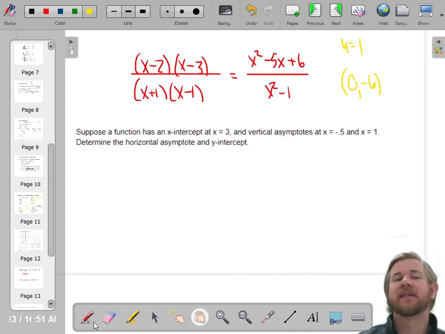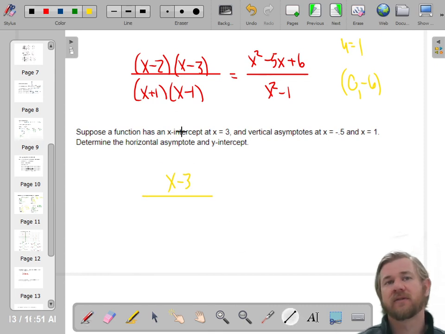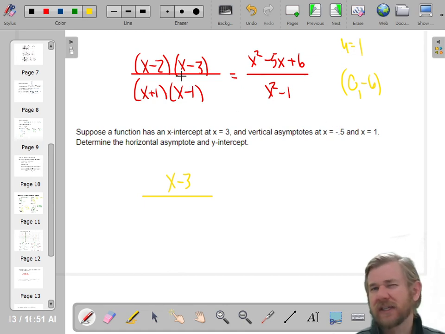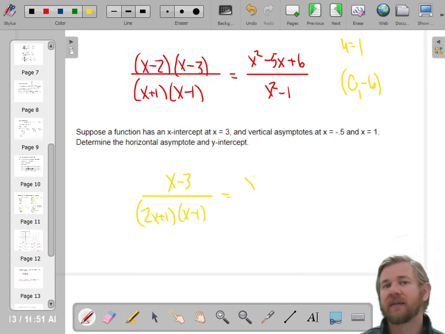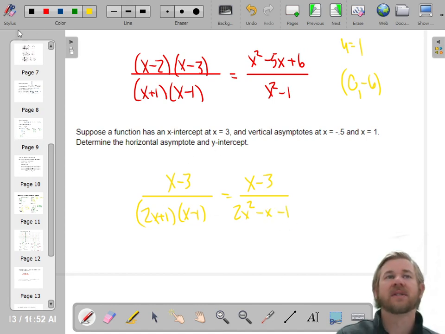It says x-intercept is at 3, that means the numerator equals 0 at 3. So x minus 3 would be a factor. And vertical asymptotes at negative 0.5. You could probably do this a couple ways. I'm going to say 2x plus 1. I want integer coefficients. You would subtract 1 and divide by 2, that's negative 1/2. And also at x minus 1. So now when I expand that, I have x minus 3 in the top. That didn't change. So you FOIL: 2x squared minus 2x plus 1 is minus x, and 1 times negative 1 is negative 1. So where would the horizontal asymptote be?